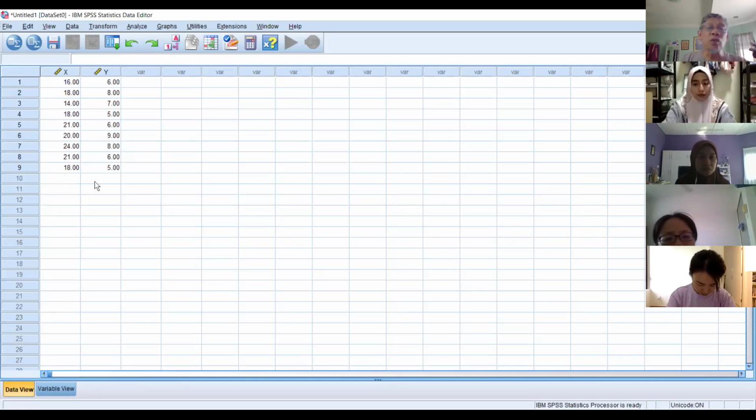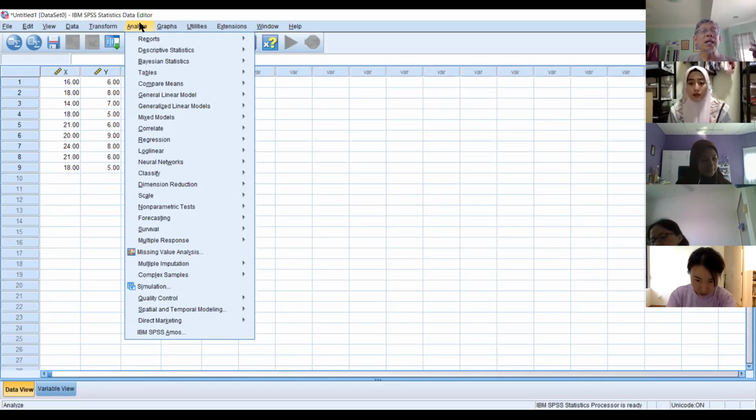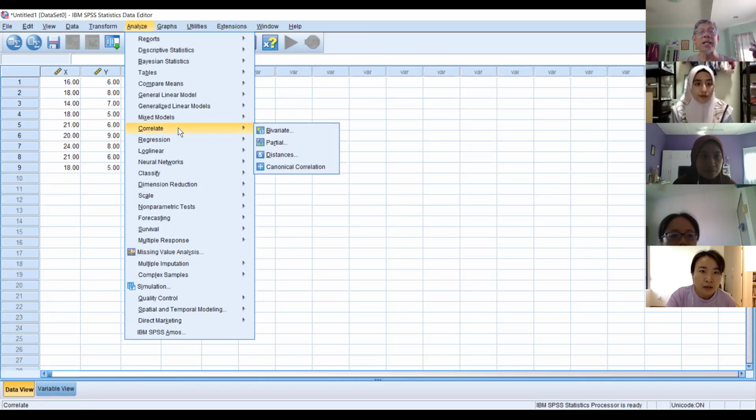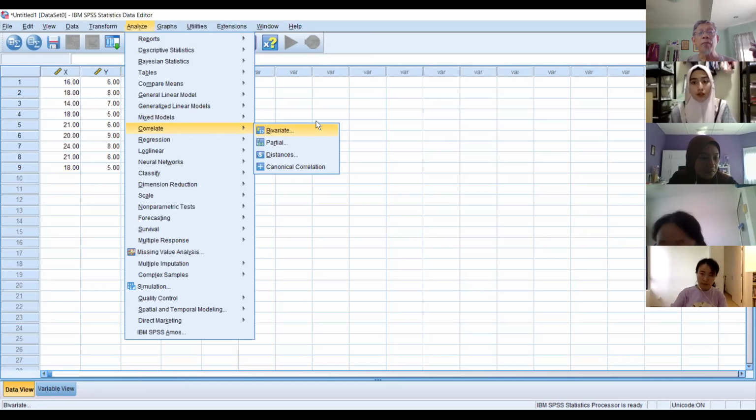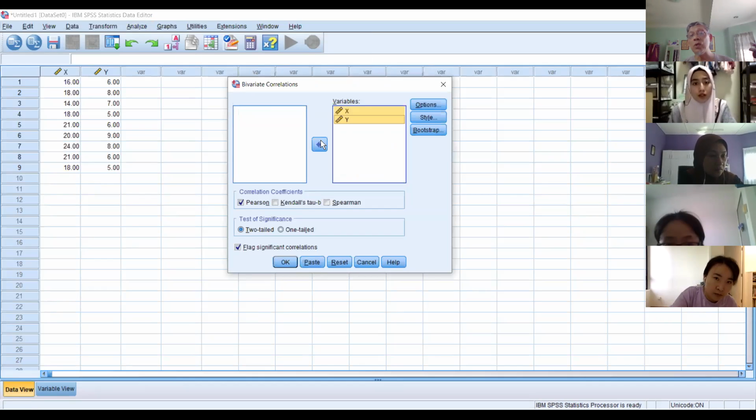Otherwise, okay, how to run this in SPSS? Click on Analyze, click on Correlate, and then click on Bivariate. Analyze, Correlate, and on the right, Bivariate. What do you mean by bi? Bi here refers to two variables. That means correlation between two variables. So now once you click on Bivariate, simply enter X and Y into the variable box on the right. And if you observe under correlation coefficient, by default, Pearson is ticked. That means by default, Pearson is selected, but we are not interested in Pearson for the moment.